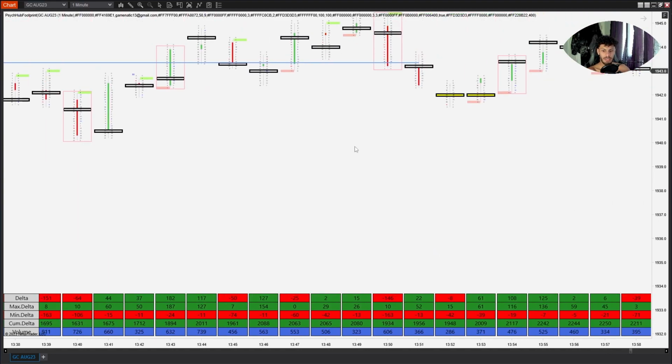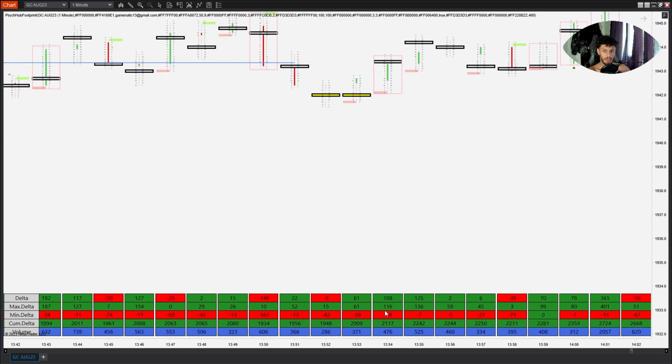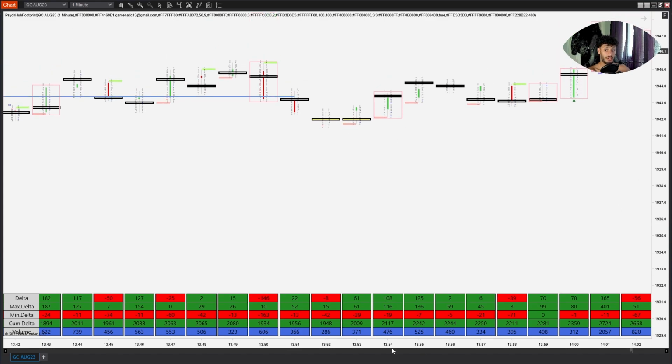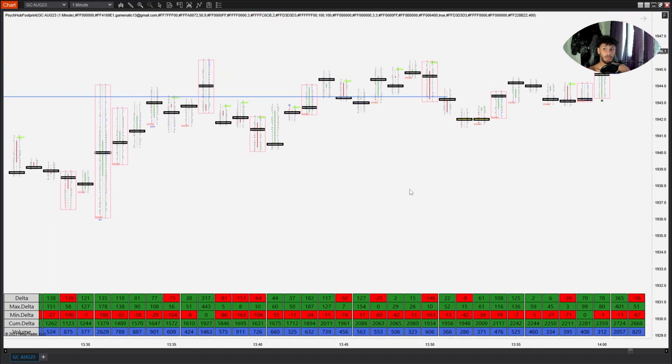And as we retested, guys, once again, some very, very strong buying stepping in. 108, 116, minus 19, 125, 136, minus 7. At that point, I would have just executed my buy right here. It's as simple as that. I would have executed the buy right there.